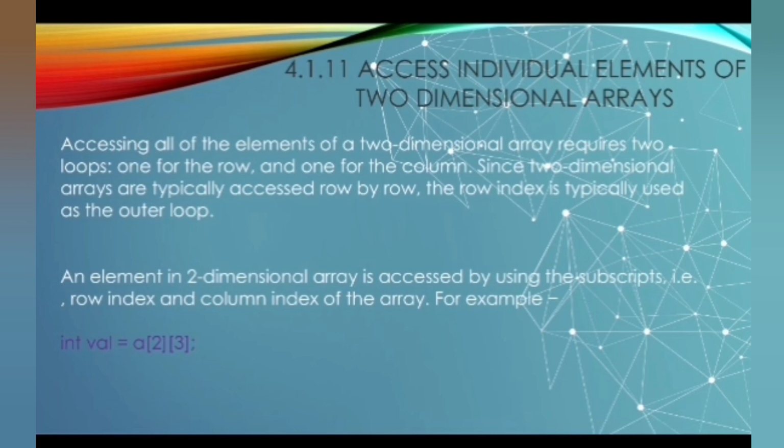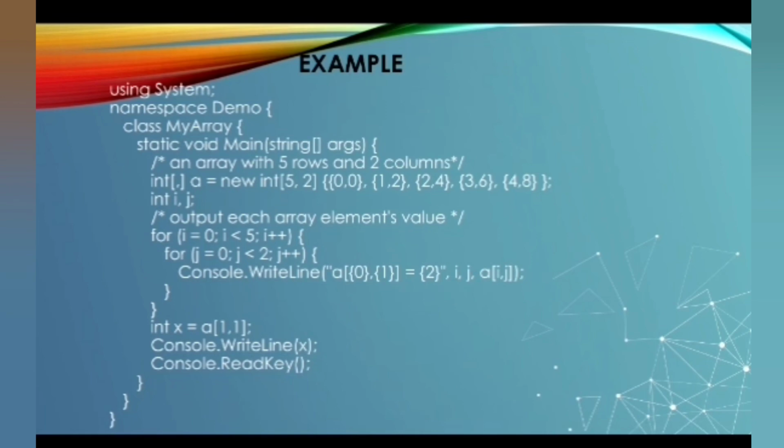For example, val equals a to 3. This is an example of a two-dimensional array.